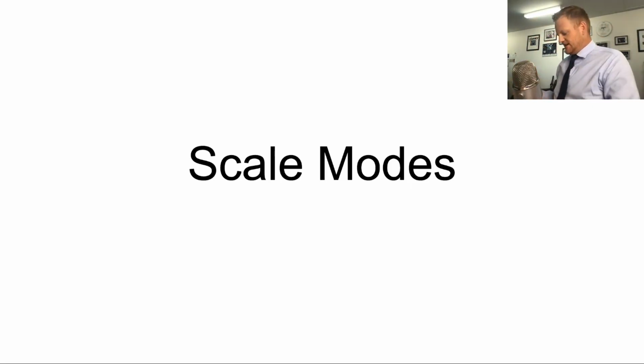Magic. All right, let's do scale modes. So a scale mode would be like a scale variation, we might say. If you had C major, you can have variations of C major, or modes of C major. So let's have a look at it.